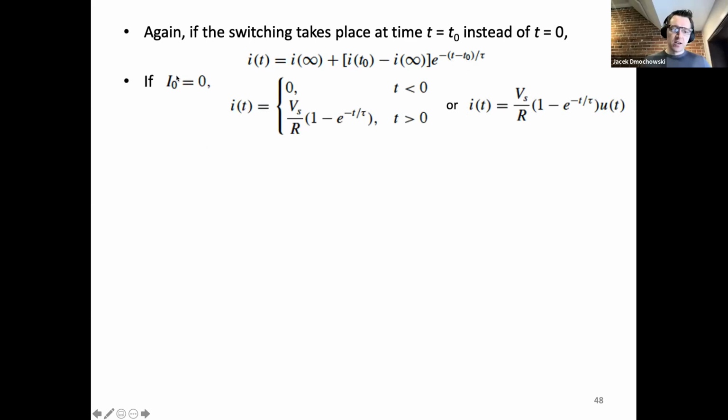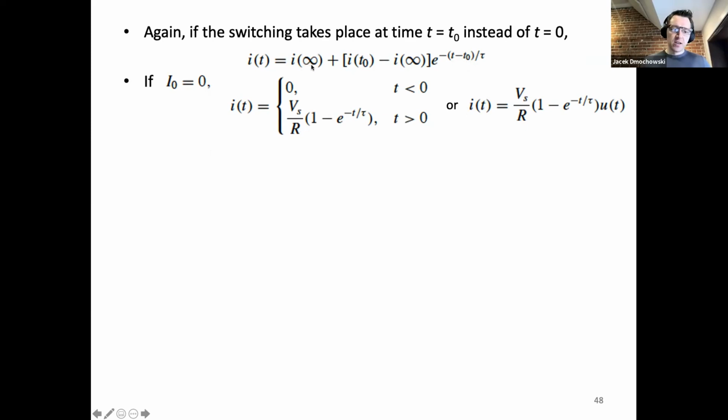Now the special case that I was alluding to, when I naught is equal to 0. In other words, when the inductor starts out not carrying any current, then this term becomes 0, and you can factor out the Vs over R. So Vs over R is the value of I infinity.